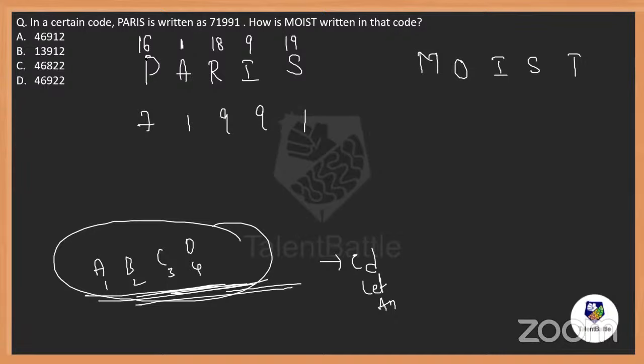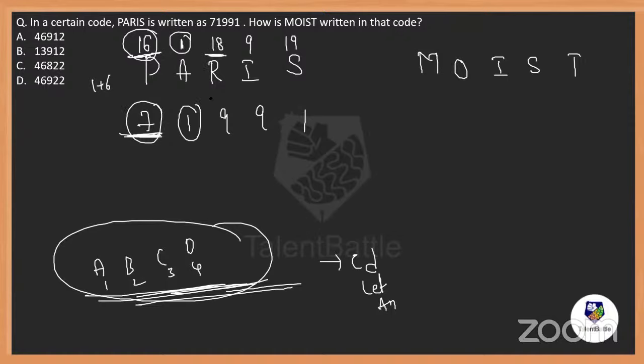So what might be the logic? See, 16 is written as 7. So what might happen? 16 is written as 7 means I can say 1 plus 6 is 7. Maybe they just added the digits. 1 plus 6 is 7. If it's a single digit, it is just taken.